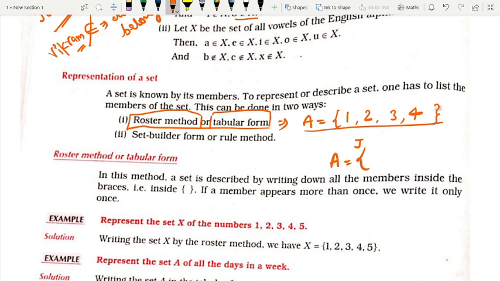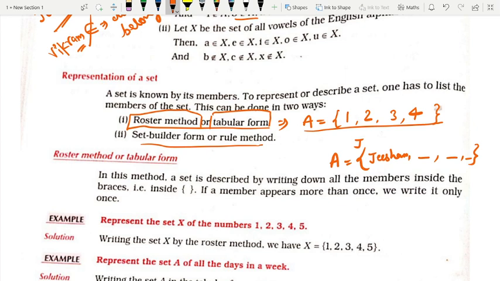So we can write down all the names which are starting from J, like J stands for Jishan. If anyone is present in the class, then we can write down those names also. So basically this is the representation of the roster method. Now the set builder form or rule method. So how can we write down this method?